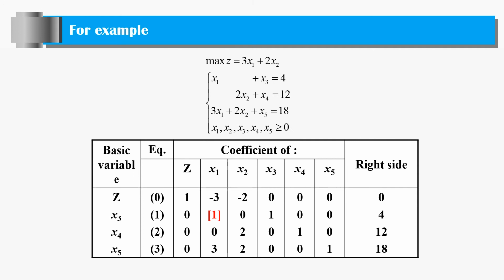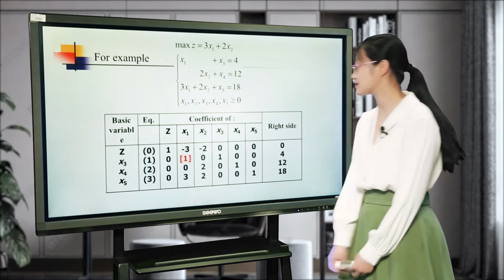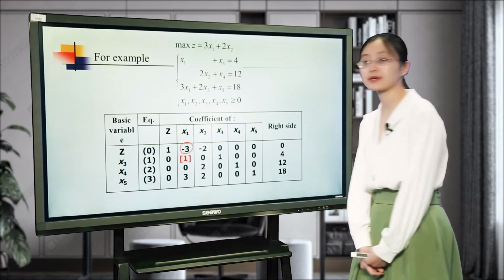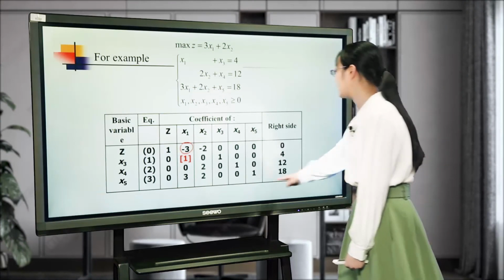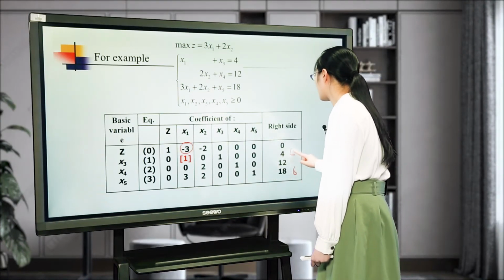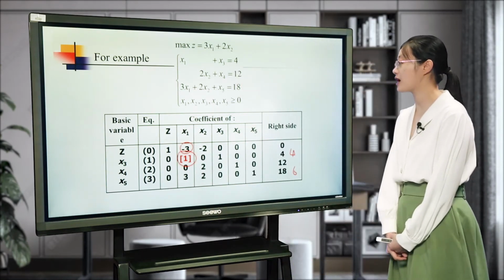Let's look at an example. Here, we want to maximize the objective function 3x1 plus 2x2 with all these constraints. So we can start our simplex tabular as usual. We first build up the tabular and then do the optimality test. Equation 0 contains two negative coefficients. We pick the biggest one, -3. This is our pivot column, and then we do the minimum ratio test. 4 to 1 is 4, 18 to 3 is 6. So 4 is smaller, and then we choose this row as our leaving basic variable x3.